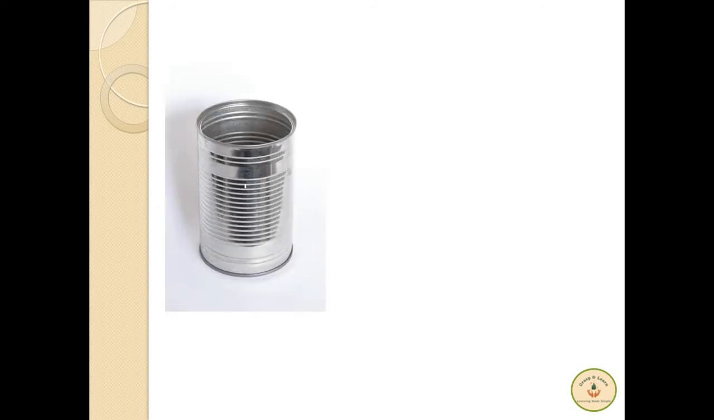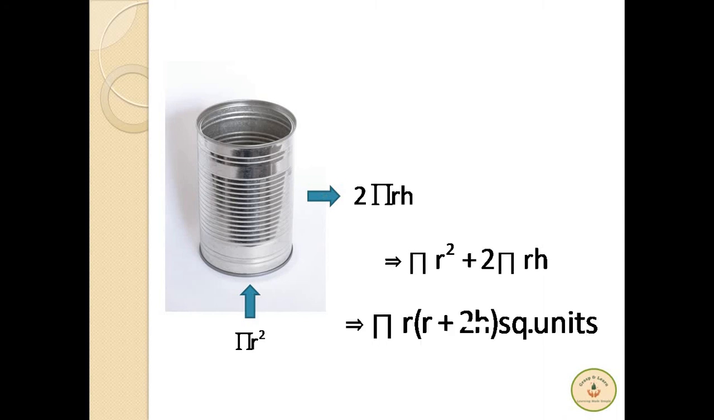Sometimes calculation of surface area requires calculation with only one circular base or top. As shown in the figure, the top circle is missing. So the surface area only includes the curved surface and one circular base. That is pi r square for the circular base and 2 pi rh for the curved surface. Taking out pi r common, we obtain pi r into the bracket r plus 2h square units. This is the surface area when we have only one, either the top or the bottom base and the curved surface area.